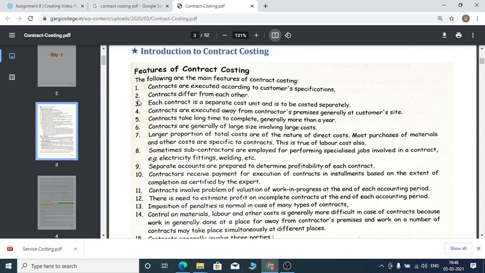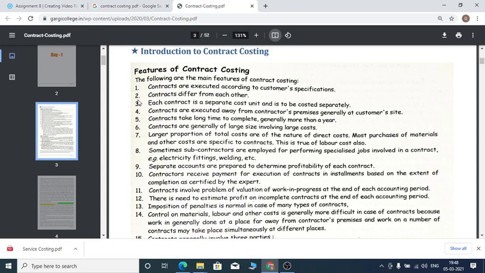Contracts are generally of a large size involving large cost. As compared to industrial activities, contracts are usually of a large size. In order to complete the contract, you need more labor, more material, and more value of overheads. So usually contracts are larger than industrial activities.